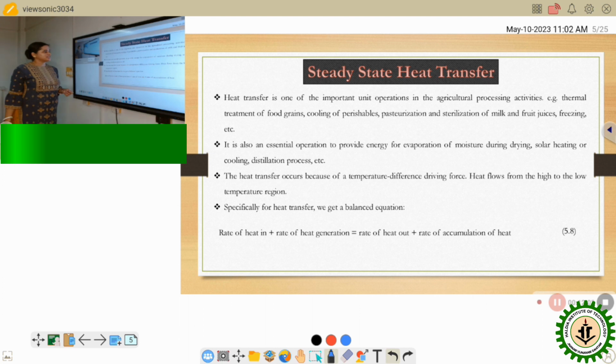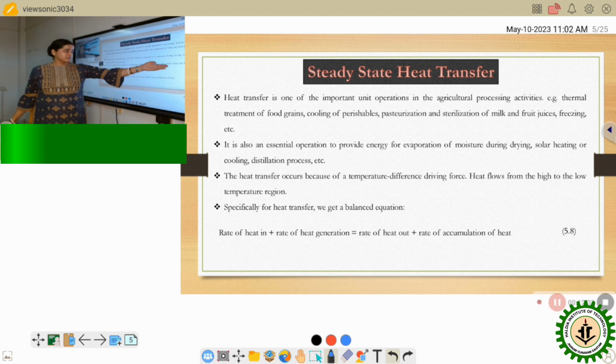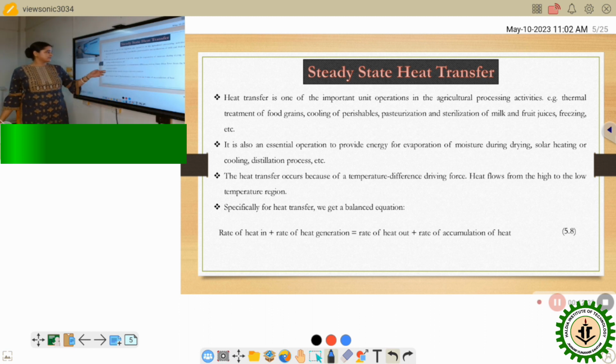So again, it is directly related. Heat transfer occurs because of the temperature difference driving force. For anything to occur, we need a driving force, a potential difference. Here the potential difference is my temperature difference. If there is a temperature gradient, meaning I have a higher temperature zone and a lower temperature zone, only then can heat transfer occur. If both regions are at the same temperature, no heat transfer is possible. So naturally heat flows from the high to the low temperature region.